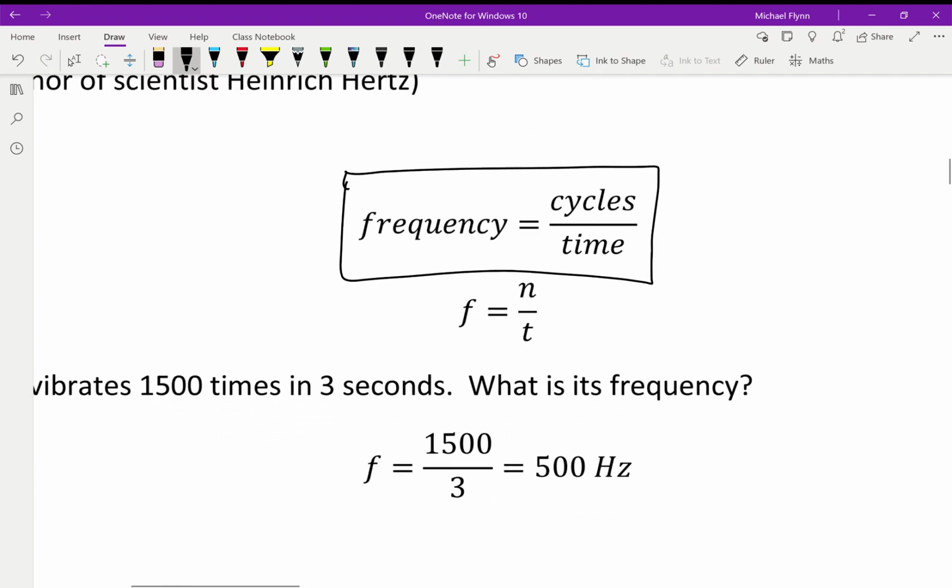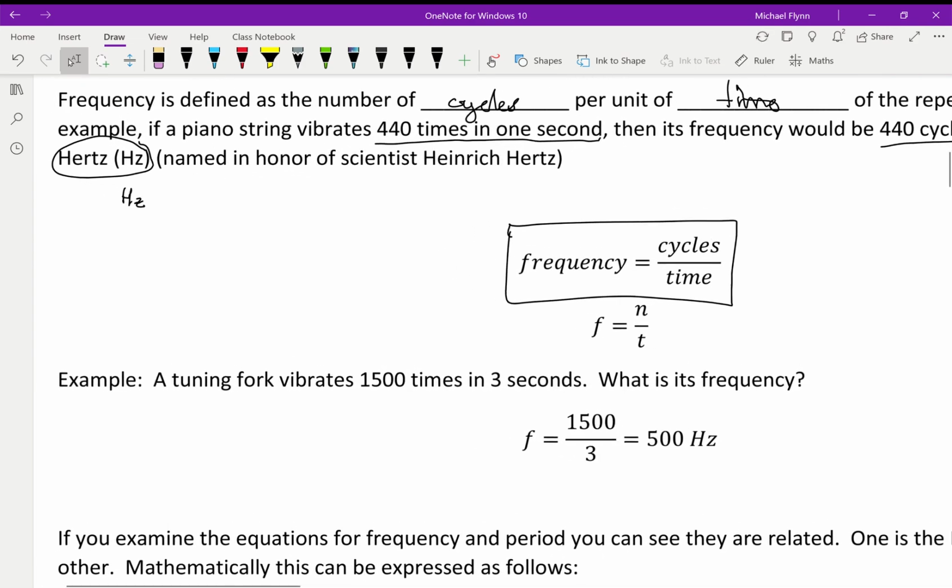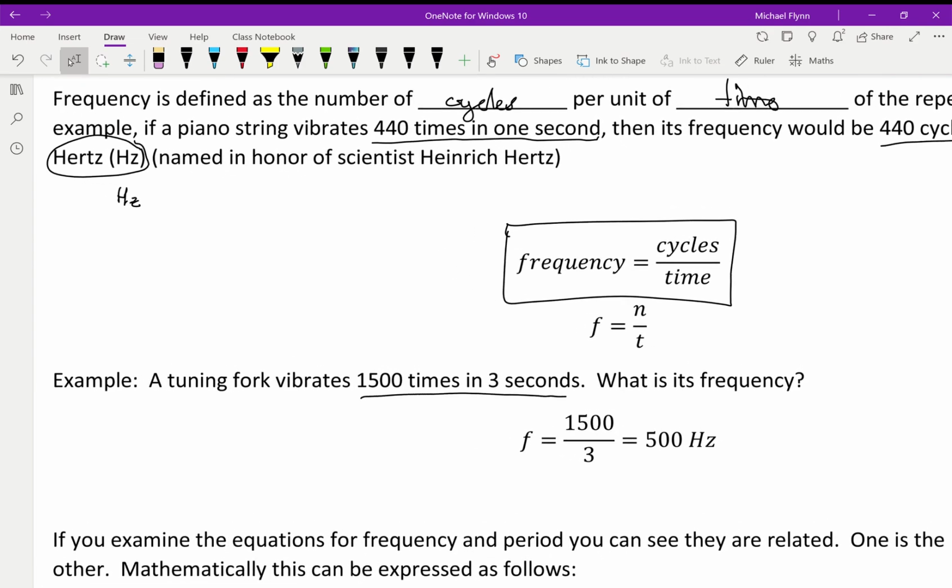That's the frequency. Now, here's an example. A tuning fork vibrates 1,500 times in 3 seconds. What is its frequency? What would be 1,500 divided by 3, which is 500 cycles per second, or 500 hertz. Okay, so it's 500 hertz, and that would be the frequency of the tuning fork.